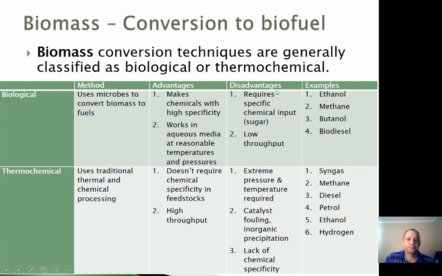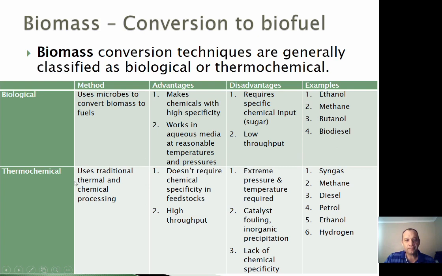Its disadvantage, though, is that it requires specific chemical inputs. So, for example, for a microbe to ferment something, it often requires a monomeric sugar that you need to produce before that fermentation can happen. It also has relatively low throughput, so you don't produce that much biofuel in a short amount of time. Examples of fuels that can be produced in this way are ethanol, which we'll spend quite a lot of time on, as well as methane, butanol, and biodiesel.